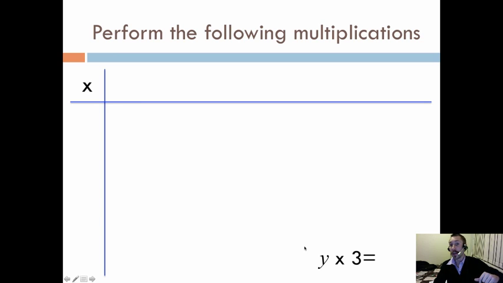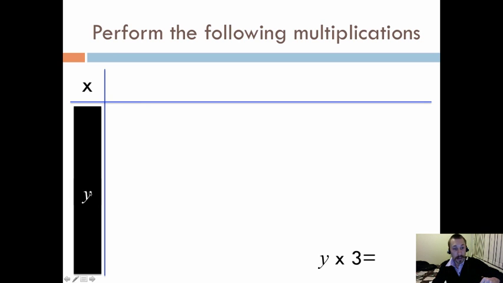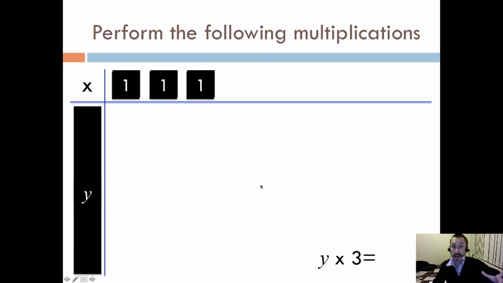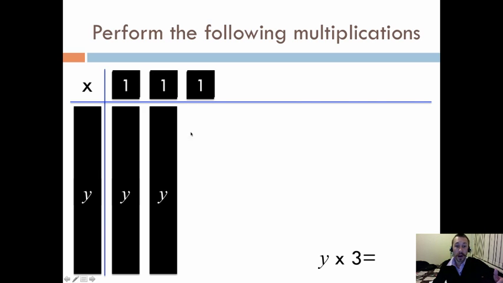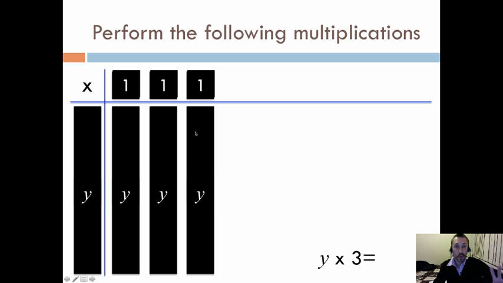How about y times 3? Alright, well the y is going to come over here like so, and the 3, well it's going to be 3 units, 1, 2, 3, like you can see there. And what's our answer going to be? Well, we need to have the height of y multiplied by the width of 1, so that's going to be 1y. Height of y, width of 1, 1y. So what's our answer? Well, it's 3y.